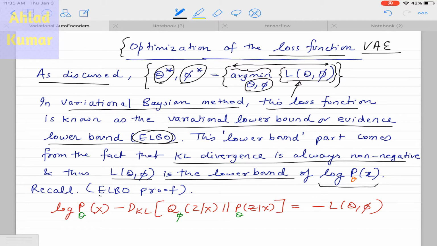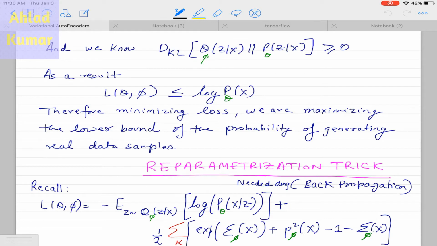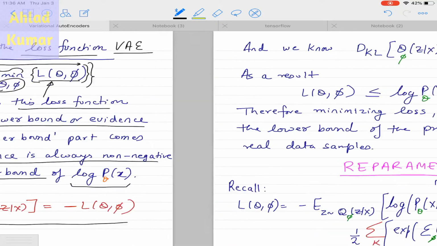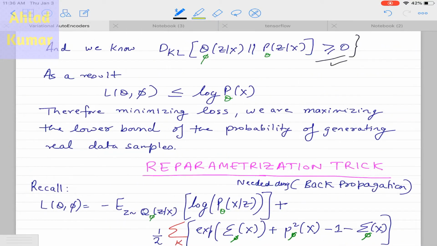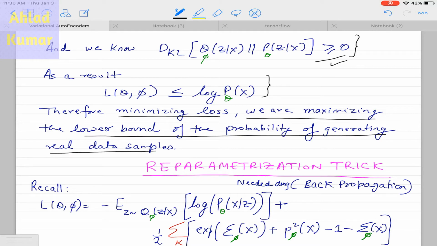For the proof of this statement, let's recall our earlier derivation for the loss function, which is repeated here. This is easy because in the last lecture we have already derived it, and you also know the property of the KL divergence that it has to be greater than 0. Once you fit this inequality into this one, you will obtain this result. What this result shows is that as you minimize the loss, you are maximizing the lower bound of the probability of generating real data samples. That's why L(theta, phi) is the lower bound for this probability function.